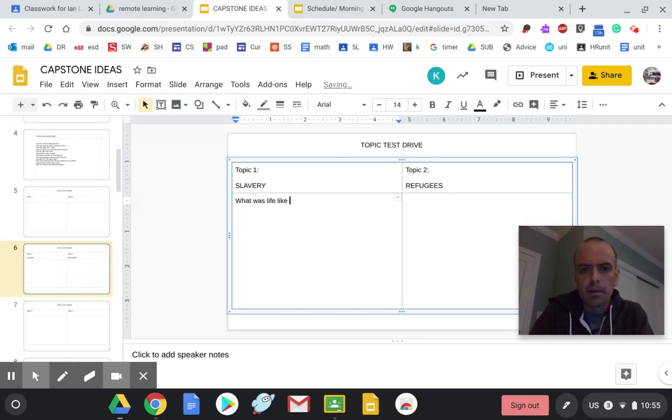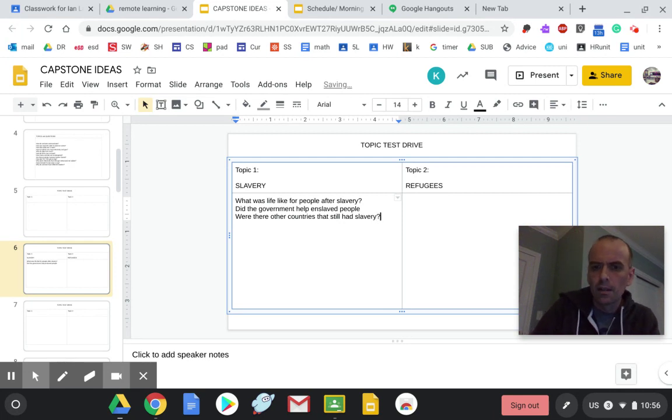life like for people after slavery? Did the government help enslaved people? Were there other countries that still had slavery? Did some people leave the country?